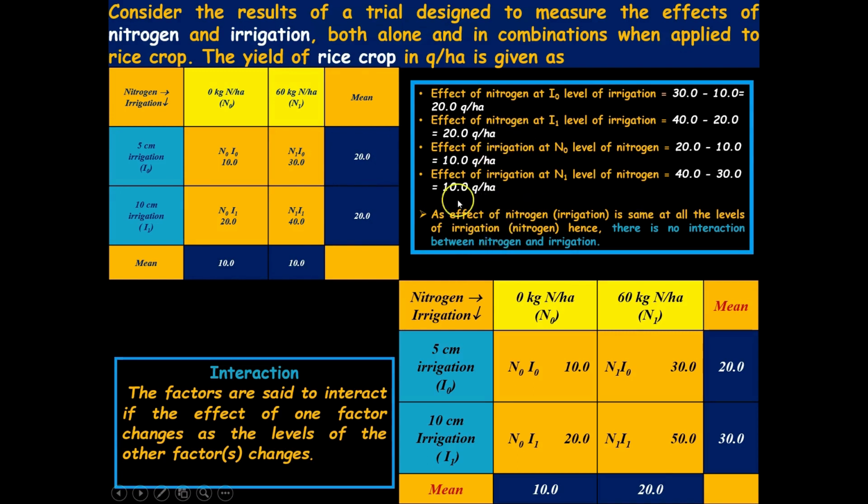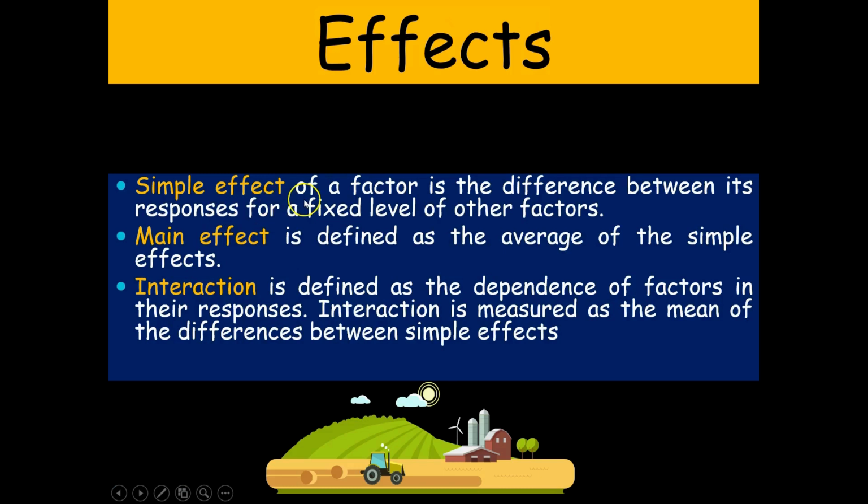If it is equal to 0, that means there is no interaction or there is no dependence, or we can say the factors are not in a position to interact. That means the effect of one factor does not change as the levels of the other factor change, but if it changes, then there is an existence of interaction. So these three effects are very important, and they are involved in assessing these factorial experiments.